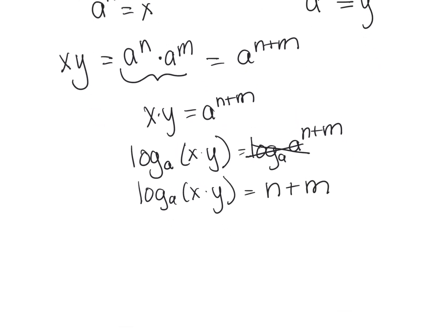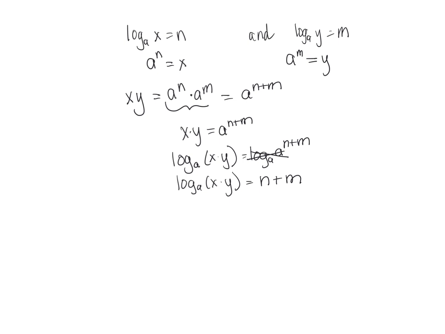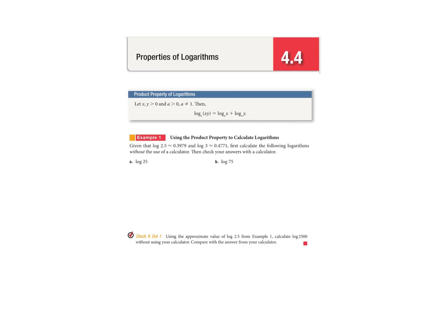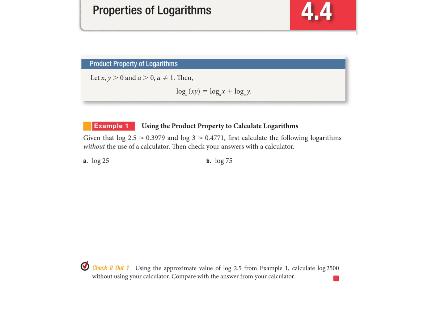Oh, that's interesting. Look up here. Remember what m and n were equal to? There's m. Here's n. So I can rewrite that and say the log base a of x times y is equal to the log base a of x plus the log base a of y. So this is our first property. I touched upon that, I believe, in our last session towards the end, but this is a proof of that property.